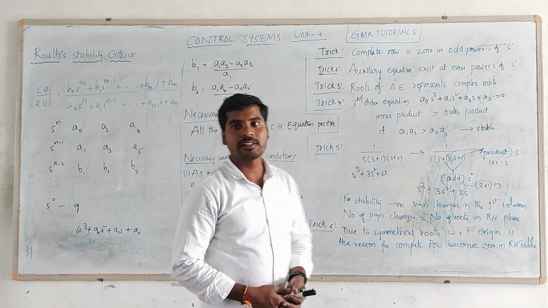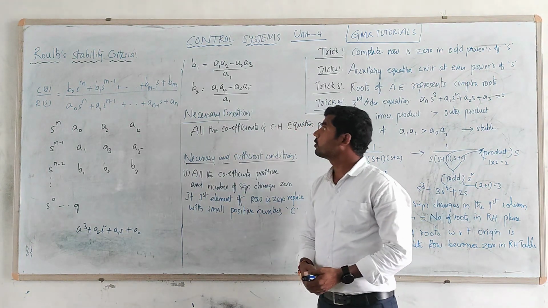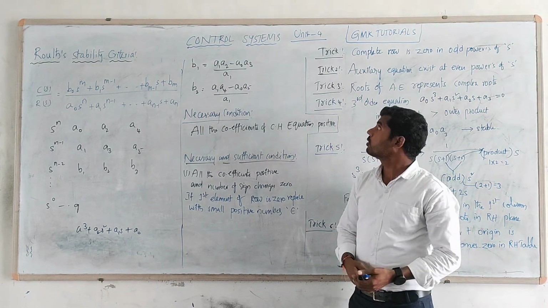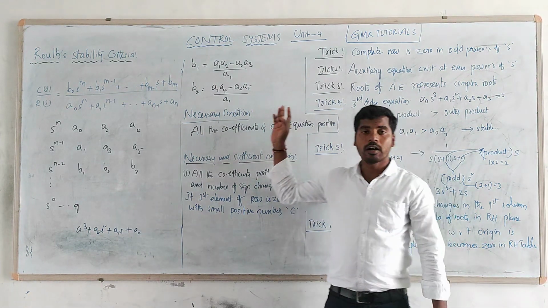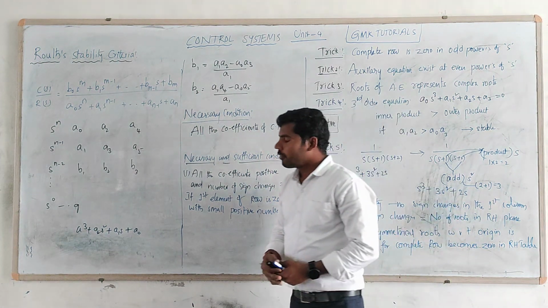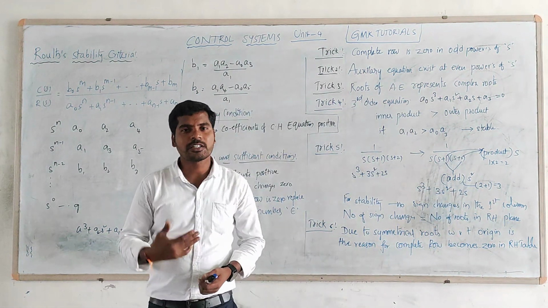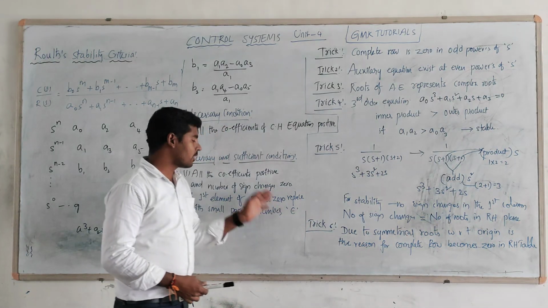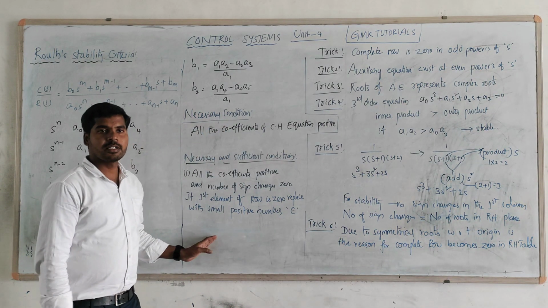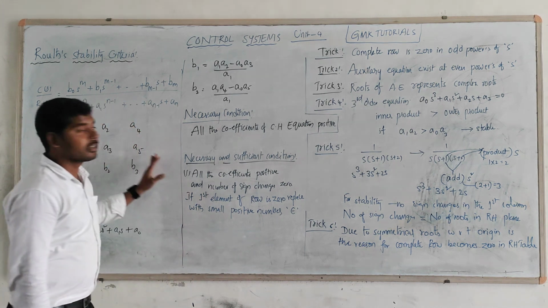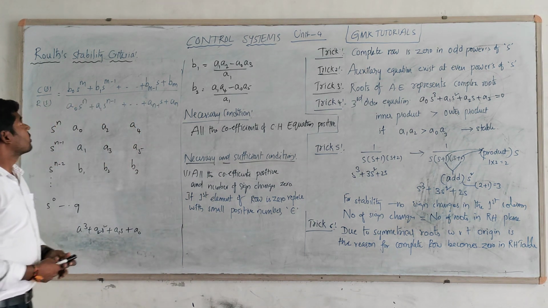In this control system series, today we are going to discuss one of the most important topics in control systems, that is the RH criteria. Our main intention is that within a short span of time we can complete the topic with the tricks as well as the conventional methodology, and how we are going to process the RH criteria. That is the basic thing behind this series of lectures.